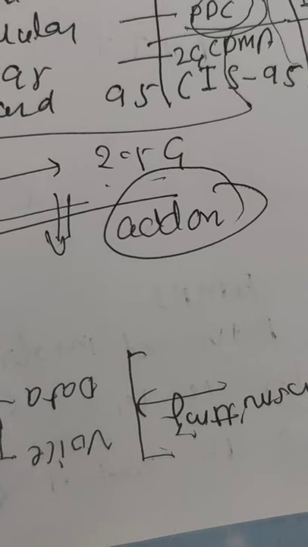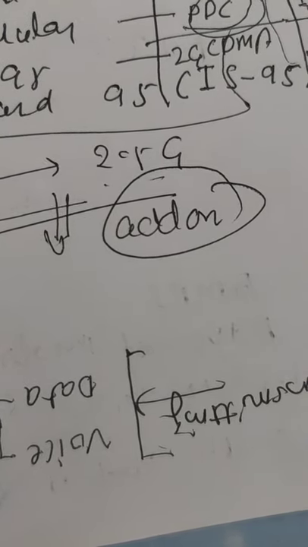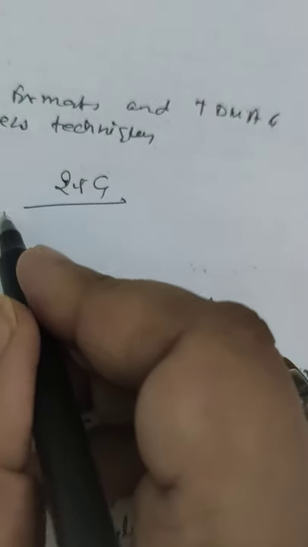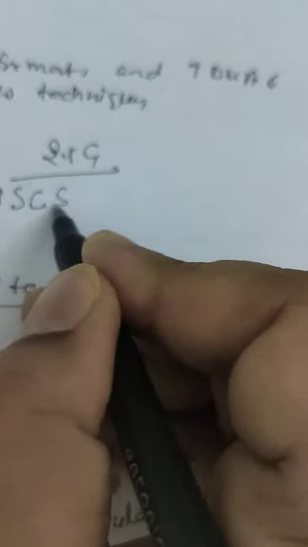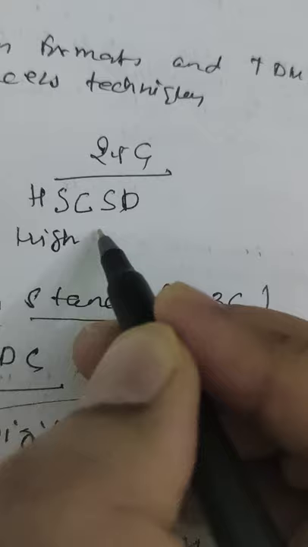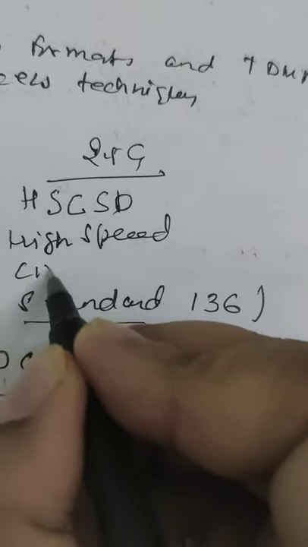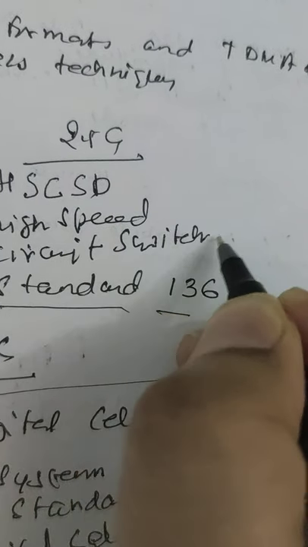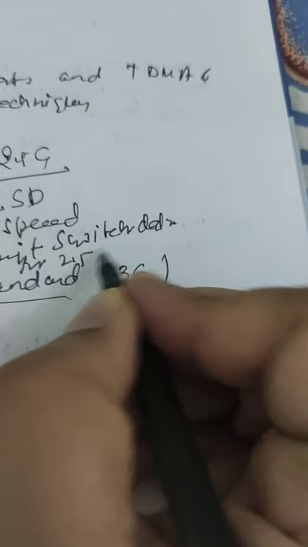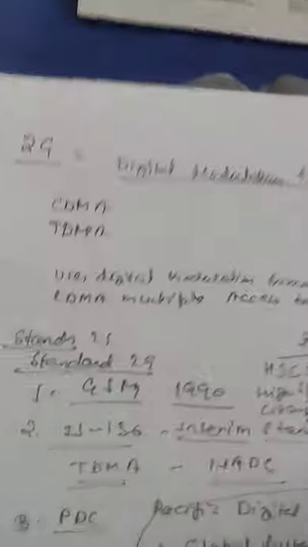After these three standards, in 2.5G with TDMA, there are three new high data rate standards. One is referred to as High Speed Circuit Switched Data, HSCSD, for 2.5G GSM.